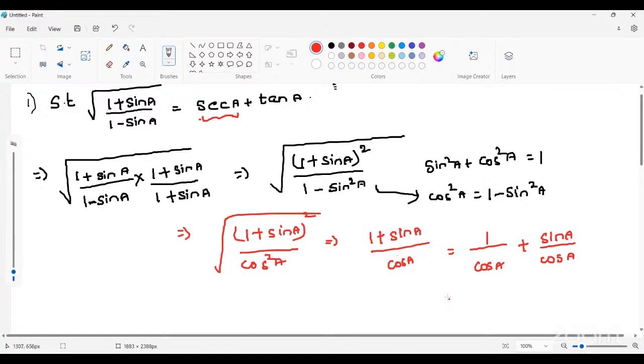What is 1 by cos A? It is nothing but secant A. Sin A by cos A is tan A. If this would have been the other way around, like cos A by sin A, then we would write it as cot A, isn't it? Since it is sin A by cos A, we are writing it as tan A. So that is what the right hand side is. So we have proved the left hand side is equal to the right hand side.